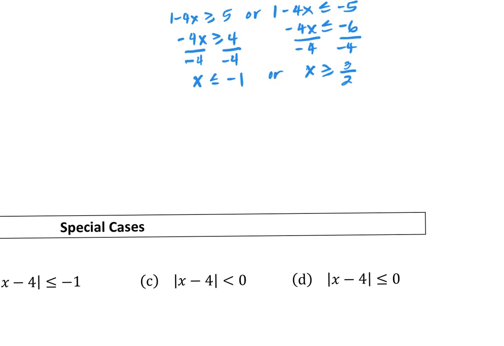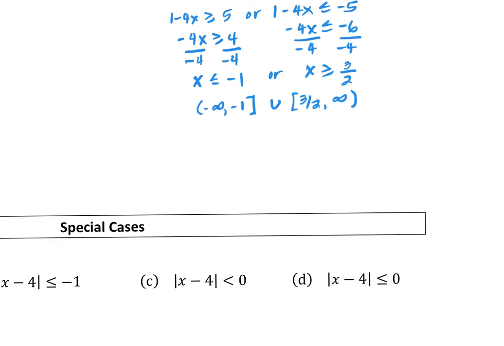Translating this to intervals, x less than or equal to negative 1 would be the interval from negative infinity to negative 1 with a bracket. The or becomes the union. Greater than or equal to 3/2 would be bracket, 3/2, comma, infinity. Now notice in this case, I am going from small to large. Negative infinity, negative 1, 3/2, infinity.